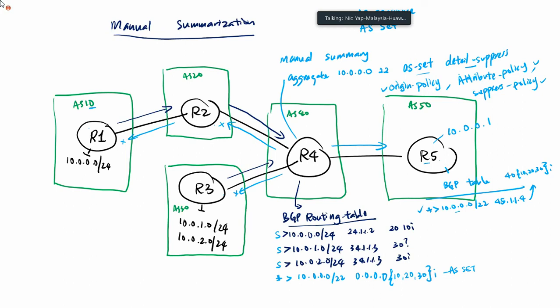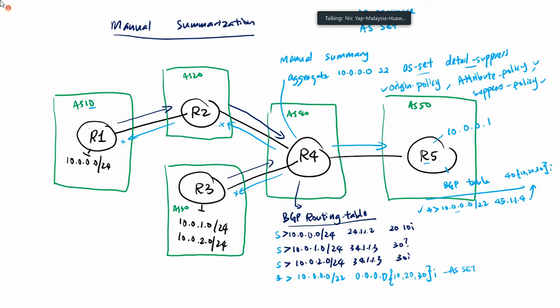So inside the aggregation, you can have 5 more features. The first one is AS set, detail suppress, origin policy, attribute policy, and the suppress policy. These are the 5 pieces of information we can use inside the manual summarization. So you can see that it is more flexible.